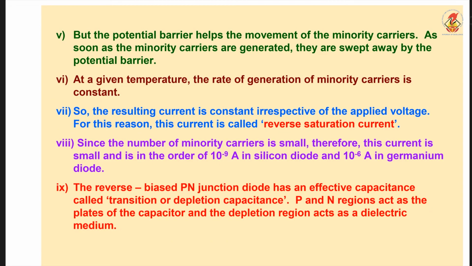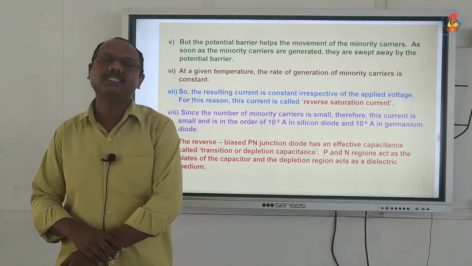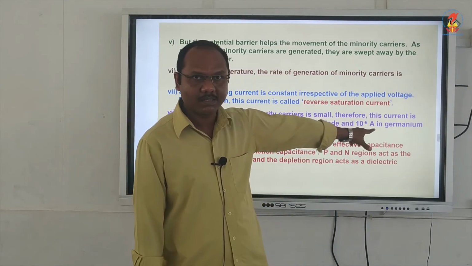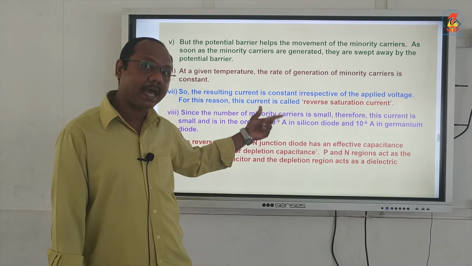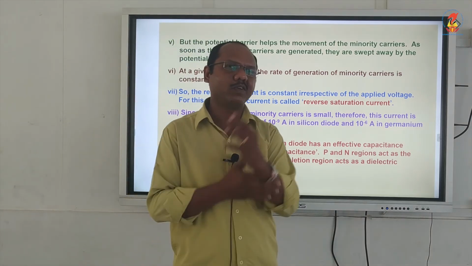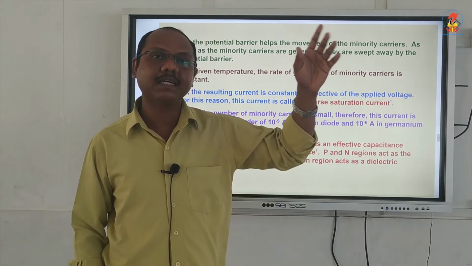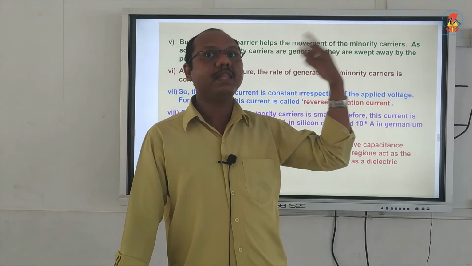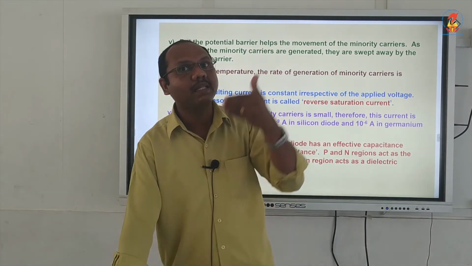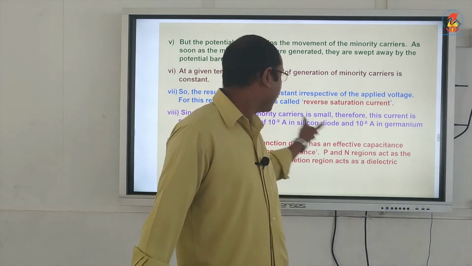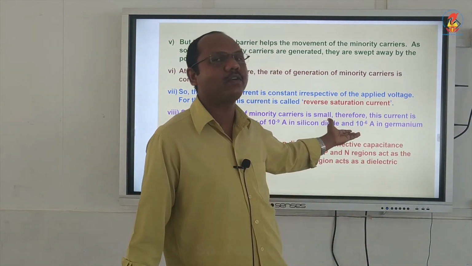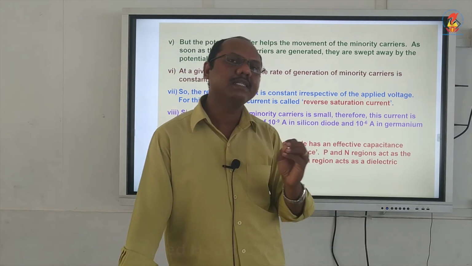Now, since the minority carrier number is very small, this current is also very small. It is of the order of 10 raised to minus 9 ampere in a silicon diode and 10 raised to minus 6 ampere in a germanium diode. That is why I told it is of the order of microampere. For a silicon diode, it is of the order of nanoampere, that much small. So in effect, we can say the diode will not conduct, because in forward biasing, the current is of the order of milliampere. Microampere means 1 by 1000th of that. Nanoampere means 1 by 1000th of a microampere. So in both cases, the current is extremely small.